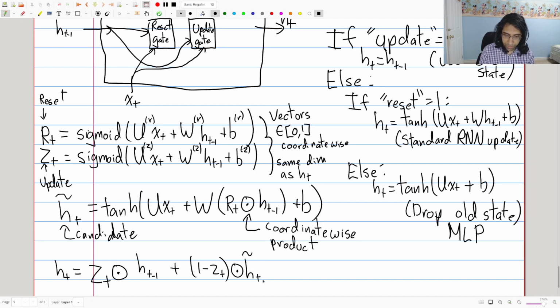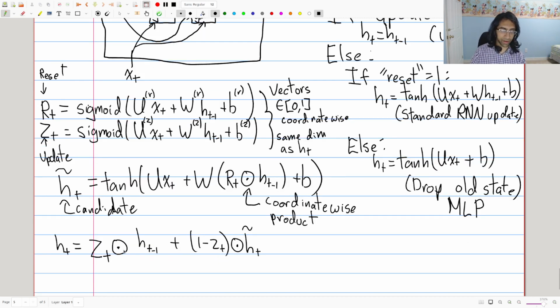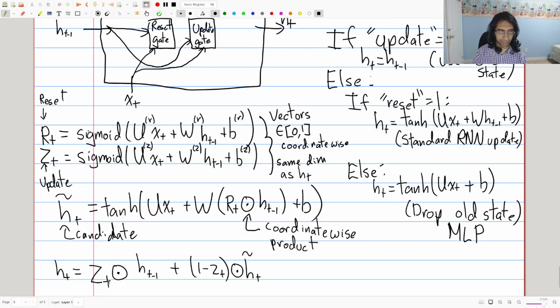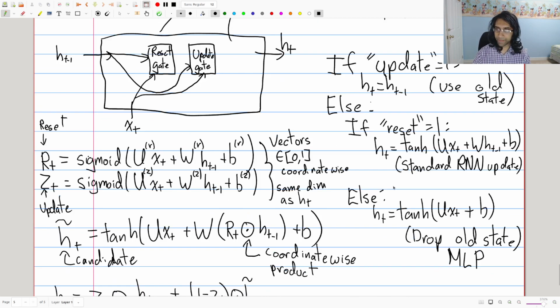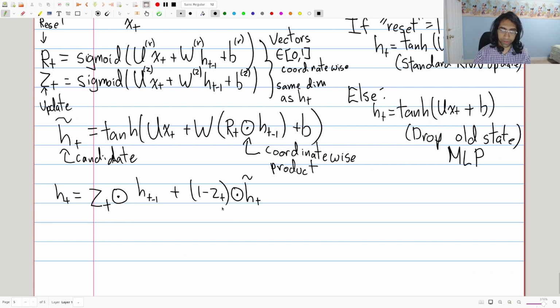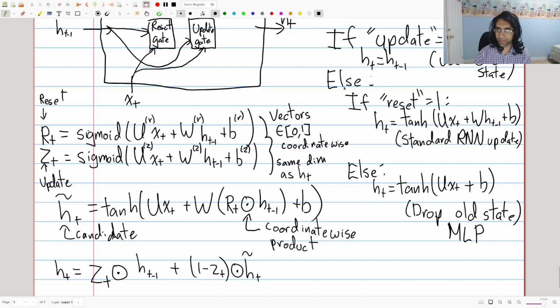times this. So you can see what we're doing here is an if statement between outputting the past hidden state versus the candidate hidden state. If z sub t is equal to all ones, this corresponds to just outputting h sub t minus 1, which is exactly what we had if update equals 1. On the other hand, if z sub t equals all zeros, then we would output this candidate hidden state. That essentially falls into this else statement here. And this is exactly what we had already reasoned about there.